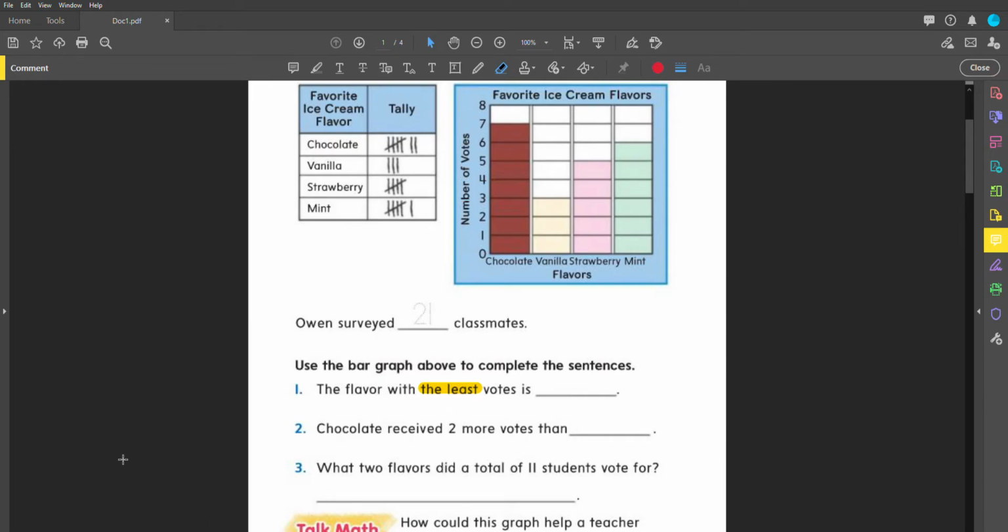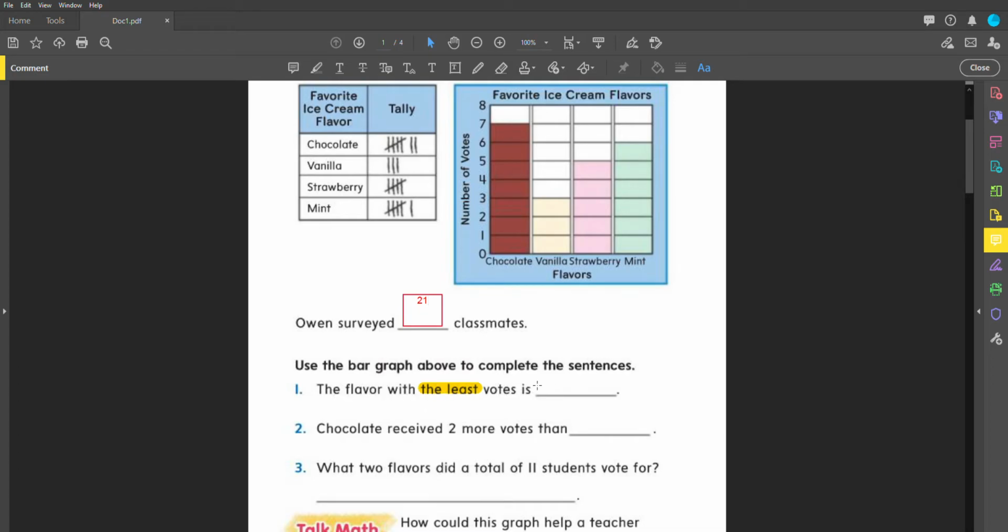Okay, let's start. Here the question is asking how many people participated in the survey. We can know from here: 7 and 3 is 10, 10 and 5 is 15, 15 and 5 is 20, and 1, 21. As you can see, we have 21. Yeah, that's good. What about here?